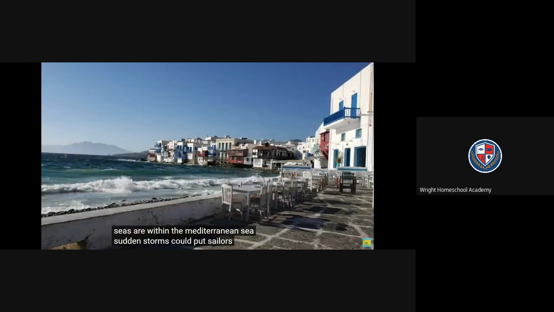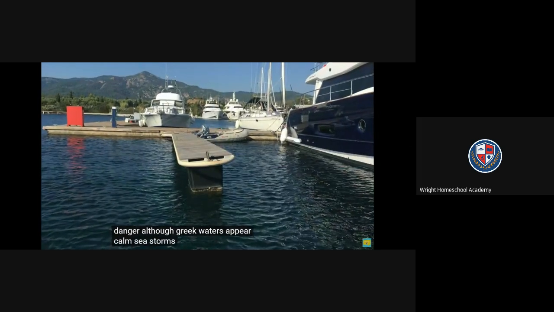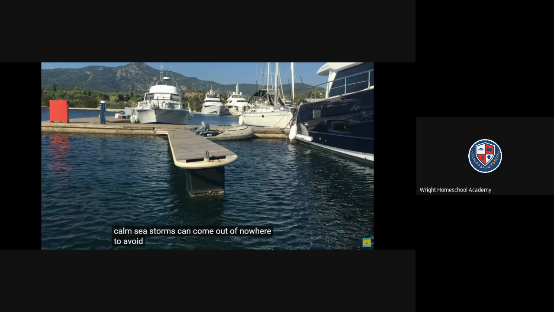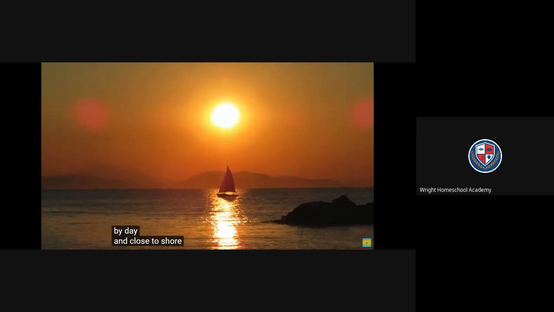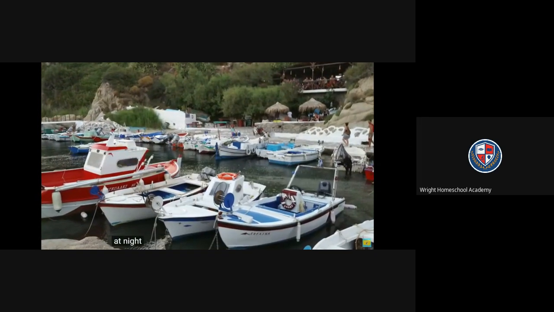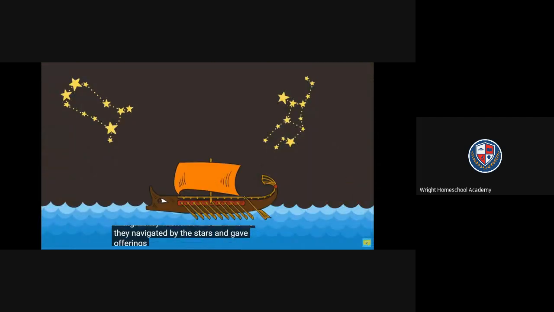Sudden storms could put sailors in danger. Although Greek waters appear calm, sea storms can come out of nowhere. To avoid these hazards, Greeks traveled by day and close to shore. At night, they anchored in safe harbors. They navigated by the stars and gave offerings to the Greek gods for help.